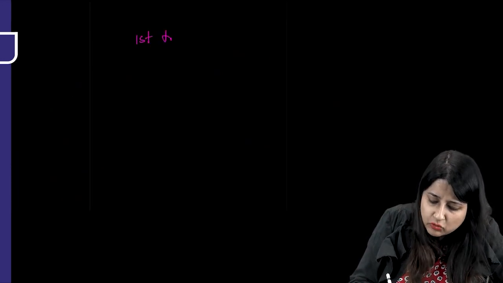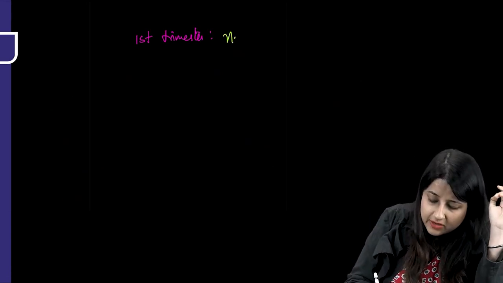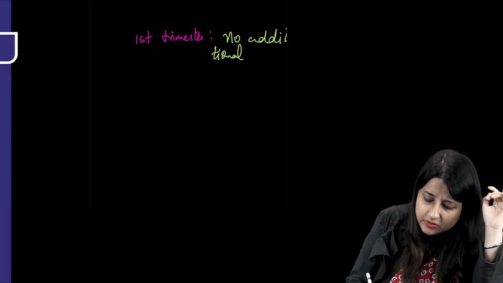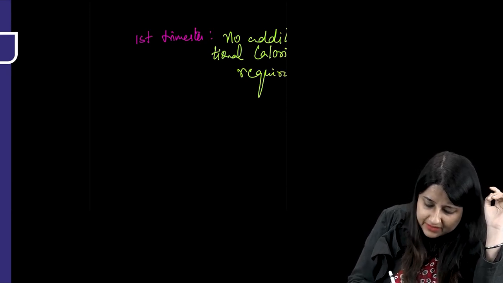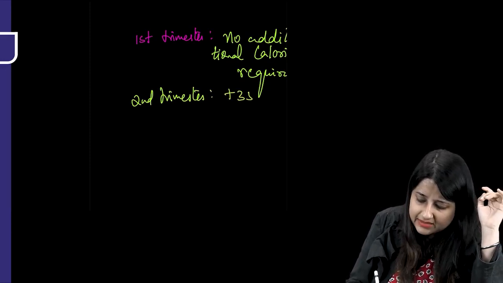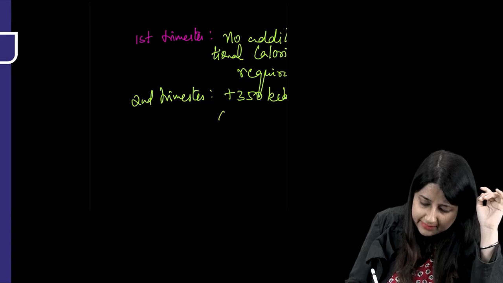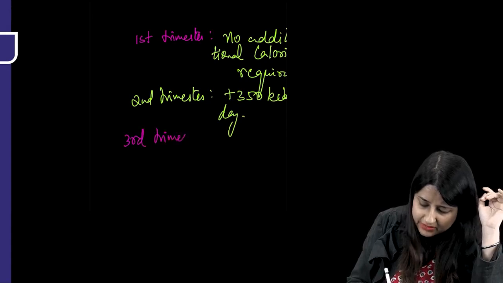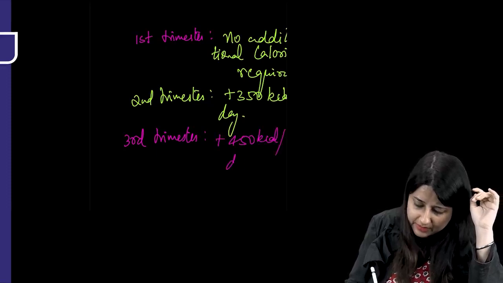Other than NIN, it is also said that in the first trimester, technically no additional calorie is required. But if somebody asks you in the second trimester how much calorie is required, it is plus 350 kilocalories per day. And in the third trimester, how much calorie is required? It is plus 450 kilocalories per day.